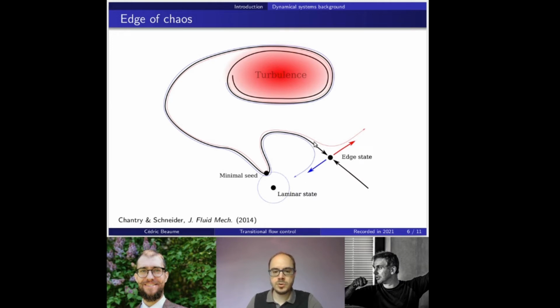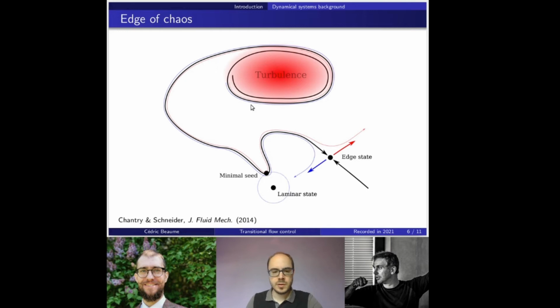This separatrix is shown in black and is called the edge of chaos, together with two interesting objects along it. The edge state here, which is a local attractor along the edge of chaos, and the minimal seed, which is the perturbation of minimal amplitude from the laminar state to cross the edge of chaos.